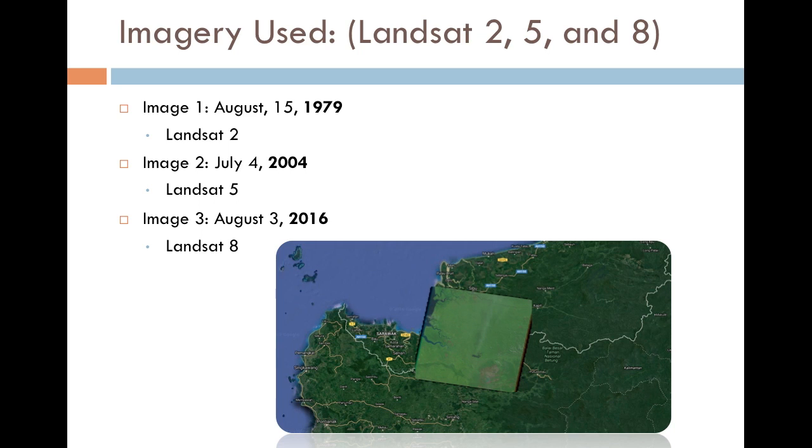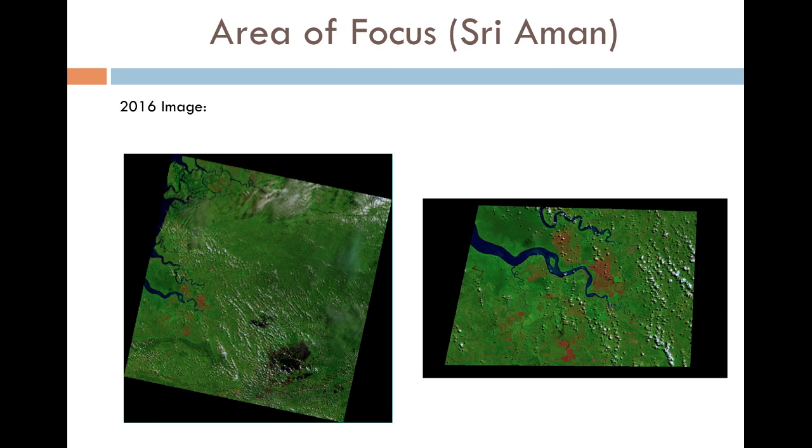The imagery that I used was Landsat 2, 5, and 8 for 3 different years. I picked 1979, 2004, and 2016. My area of focus was Sri Aman. This is towards the side of Malaysia because Borneo is being shared by Malaysia and Indonesia.